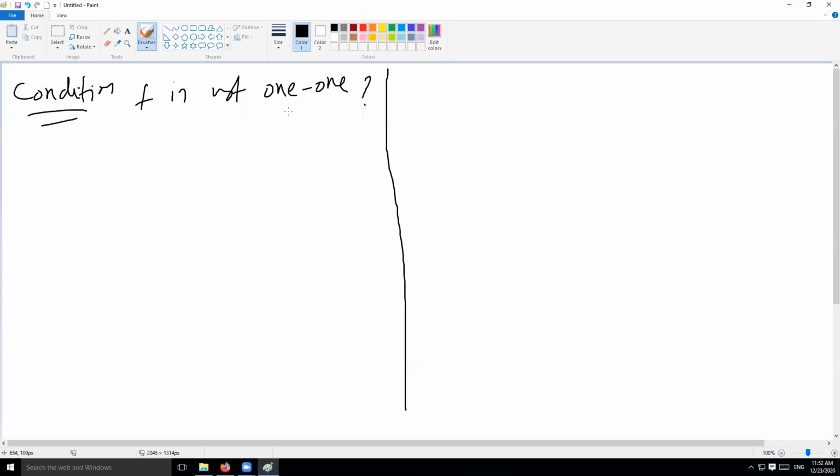So whenever you see that something is true, you should also see when that thing is not true. So you have to just negate the definition. So what was the definition again? For any a and a prime in A such that f of a equal to f of a prime implies a equal to a prime. Okay, so what would be the negation of this statement?